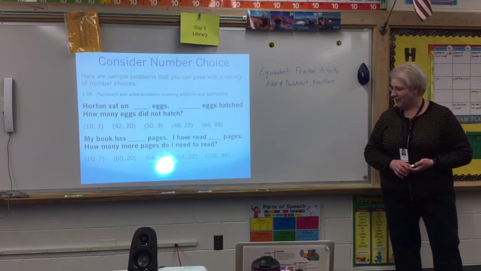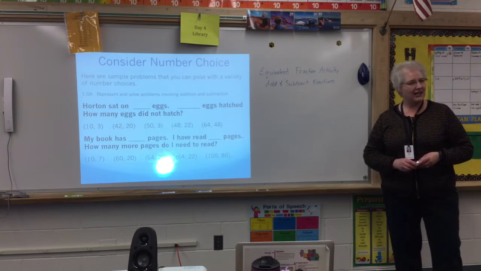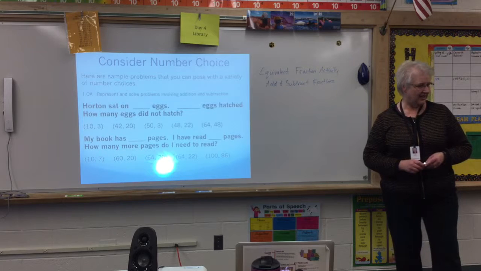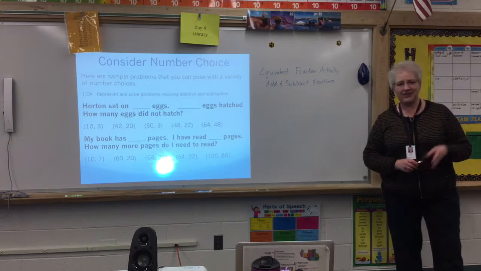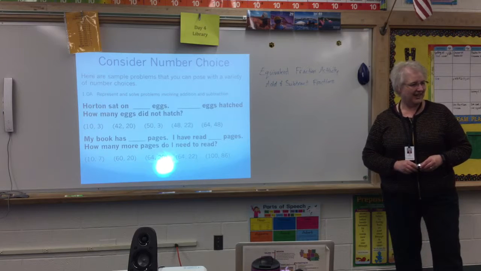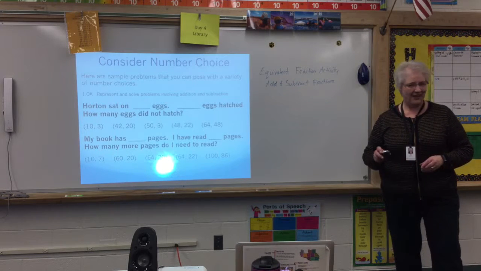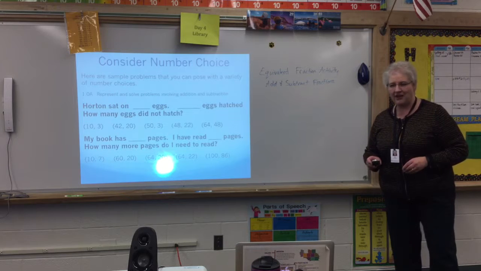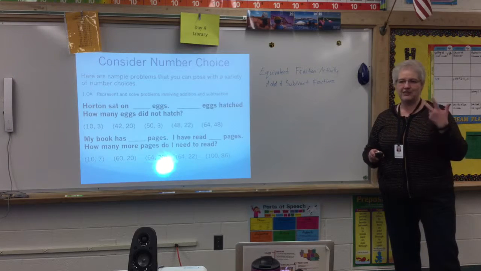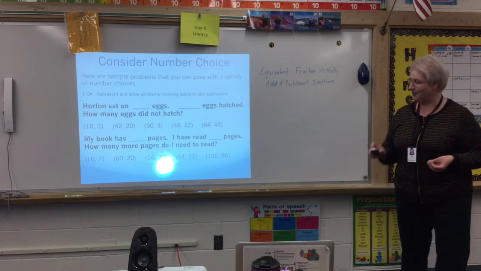Down below, my book has blank pages. I have read blank pages. How many more pages do I need to read? Again, take a look at your number choices. Have you thought about putting a problem of the week on with different number selections in there? You don't have to make your number talk problem selection difficult day after day after day.